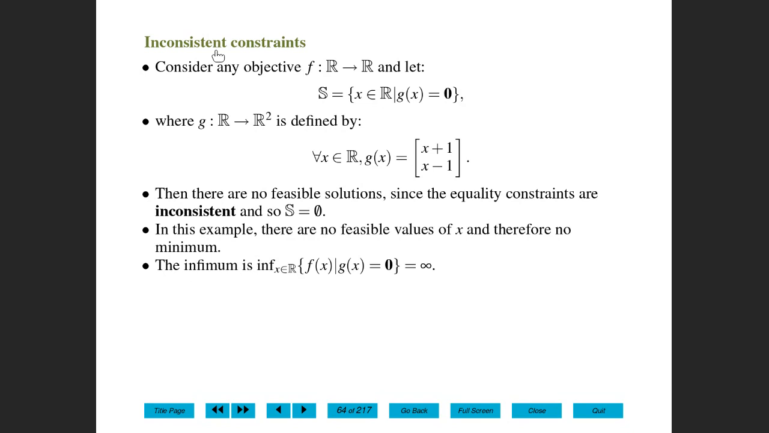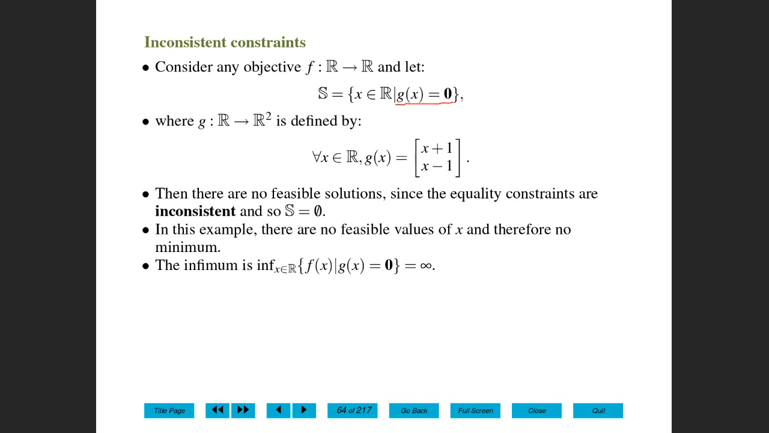So we call this inconsistent constraints. Inconsistent obviously means that the constraints are not consistent with one another. Let's say there are 2 or 3 constraints. One constraint is giving us a different picture, the other constraint is giving us a different picture. So we have, for example, f of x, set of real numbers to set of real numbers, and the feasible set is defined as x belongs to R such that g of x is equal to 0. As soon as you see g of x equal to 0, that means this is an equality constraint.